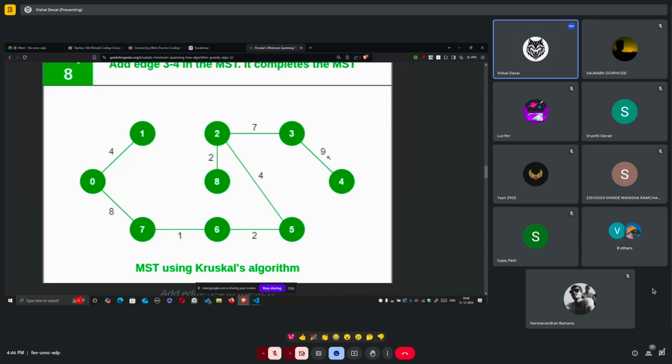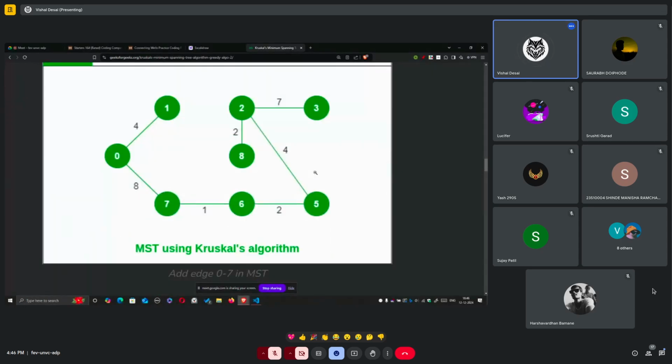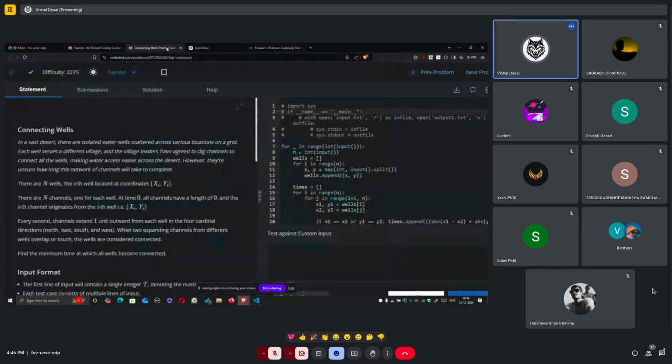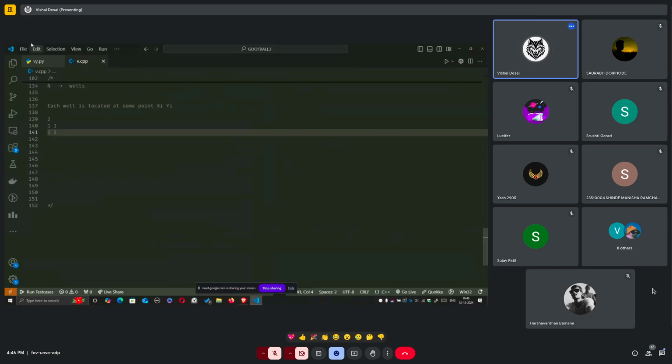Why 9? Because this will be the last edge that would be added to this graph. As we can see, previously the graph was like this, and at the end, we added this edge. So this was the total time required to connect this graph. Now that we know what we have to accomplish, I will show you the implementation, how I did it. I will just copy this code.